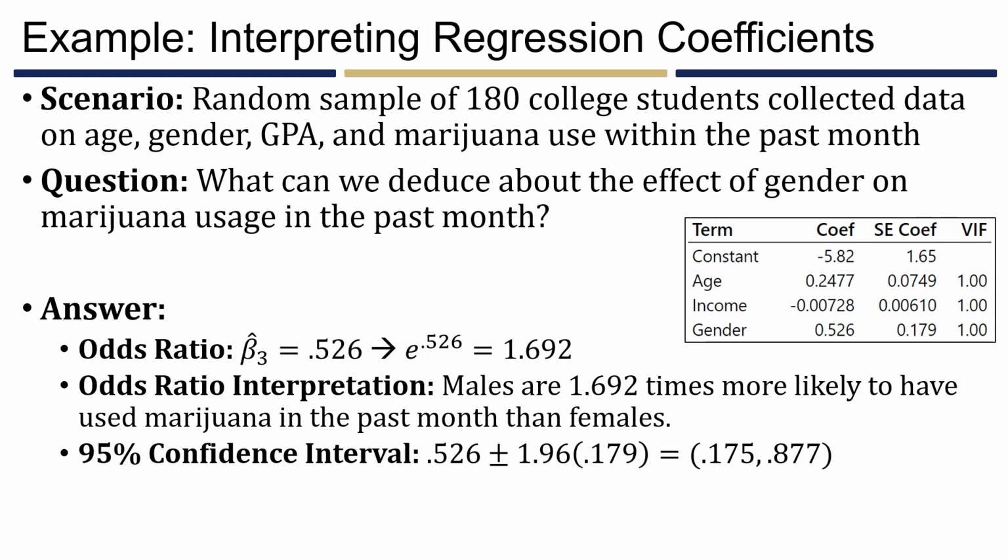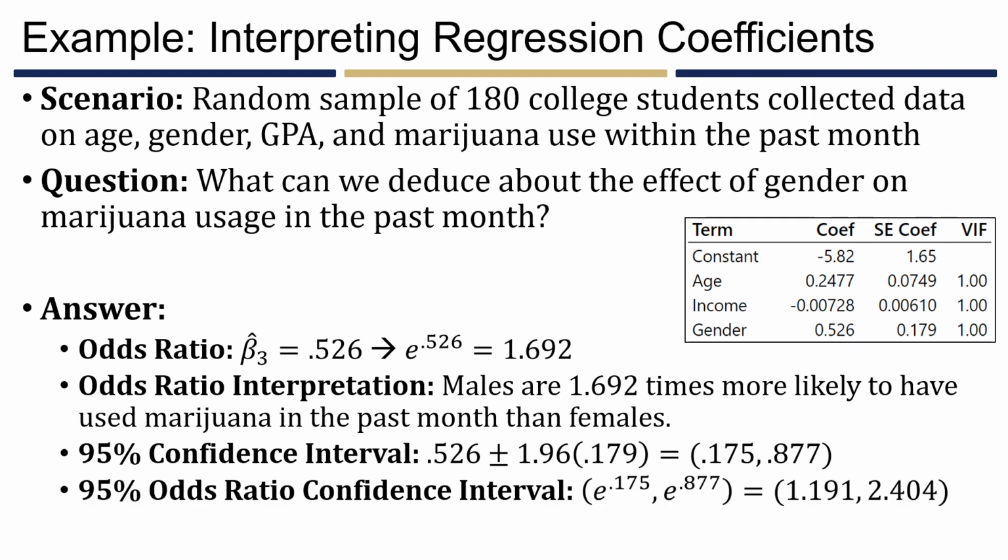We can again calculate a 95% confidence interval for the regression coefficient, 0.526 plus and minus 1.96 times the standard error of 0.179. That's going to give us a lower bound of 0.175 and an upper bound of 0.877. To find a 95% confidence interval for the odds ratio, we exponentiate each of these endpoints. e to the 0.175 gives us 1.191, and e to the 0.877 gives us 2.404.